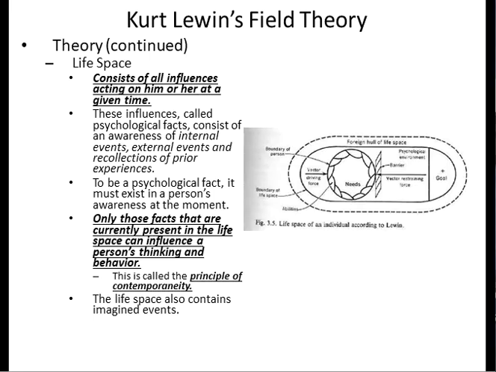So this brings up the idea of life space, Lewin's idea of life space. Life space consists of all influences acting on him or her at a given time. These influences, called psychological facts, consist of an awareness of internal events, external events, recollections of our prior experiences. So things inside of us, things outside of us, and things that we remember from prior experiences. To be a psychological fact, it must exist in the person's awareness at that moment. Only those facts that are currently present in the life space can influence a person's thinking and behavior.